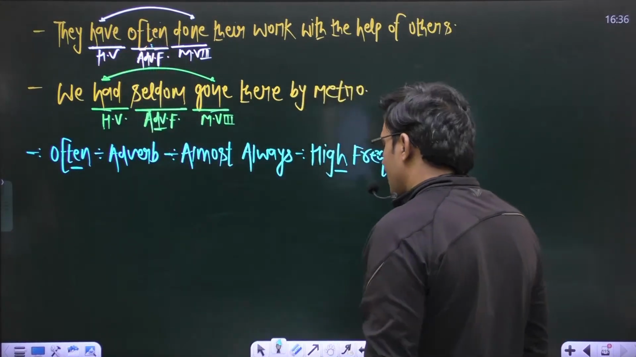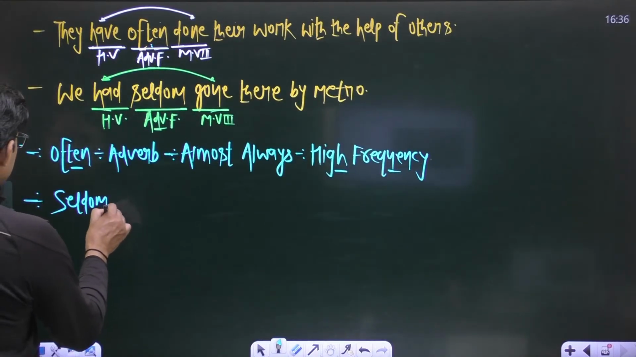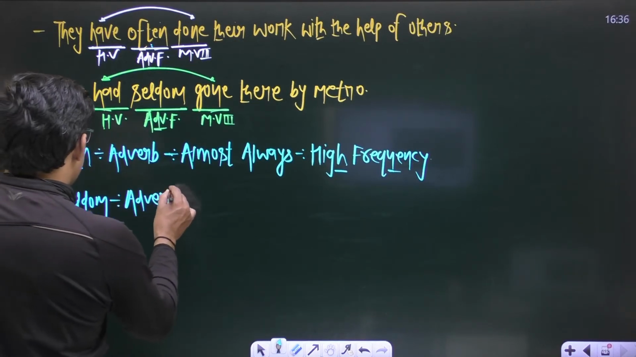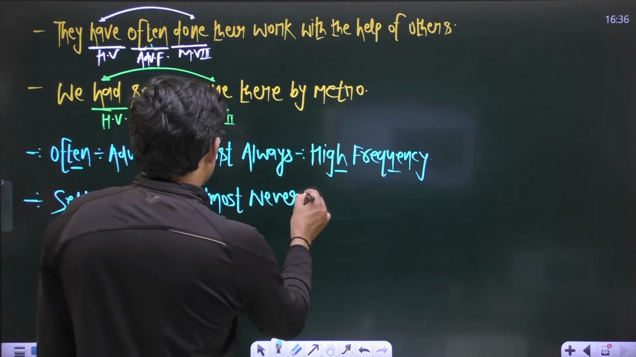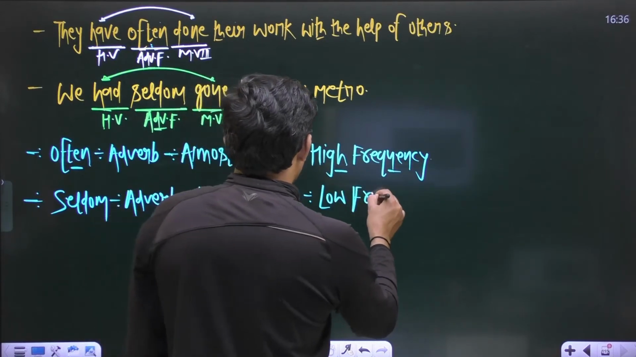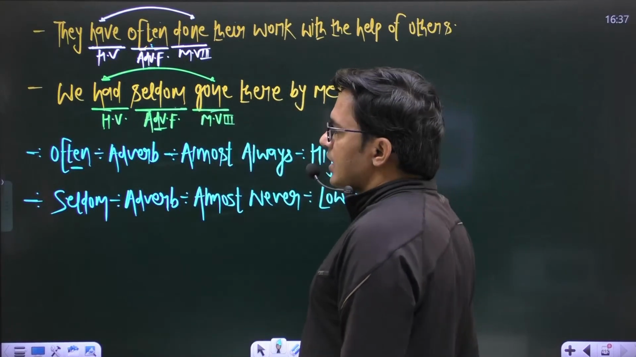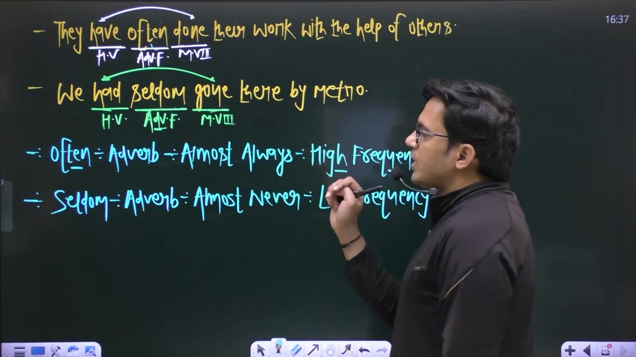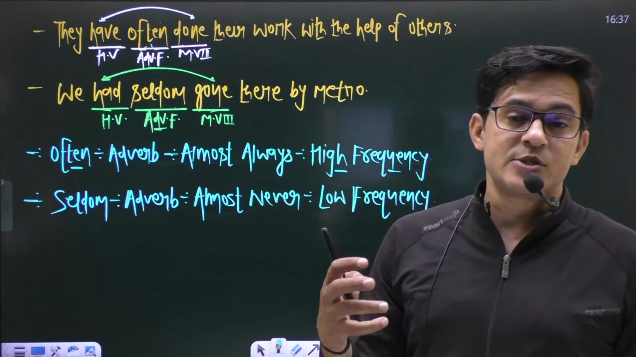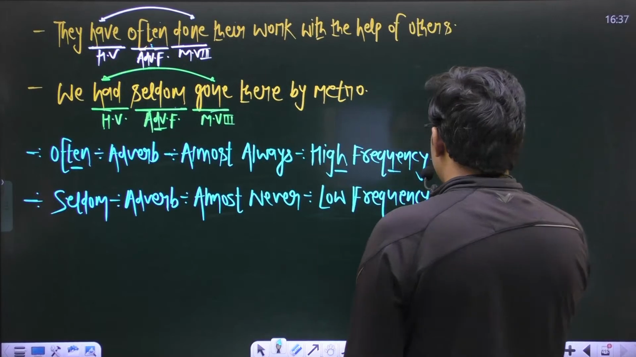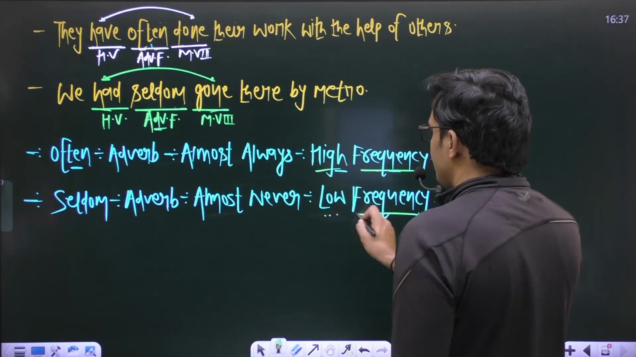because of this often. Okay, and in the second sentence we again have a word, and the word is seldom. So this word is also an adverb in nature, and the meaning of seldom is almost never, right? And this word shows low frequency. Like in the second sentence, if he or she is saying we had seldom gone there by metro, it means going there has low frequency. So both the words, as we know, denote frequency. One is high frequency, one is low frequency.